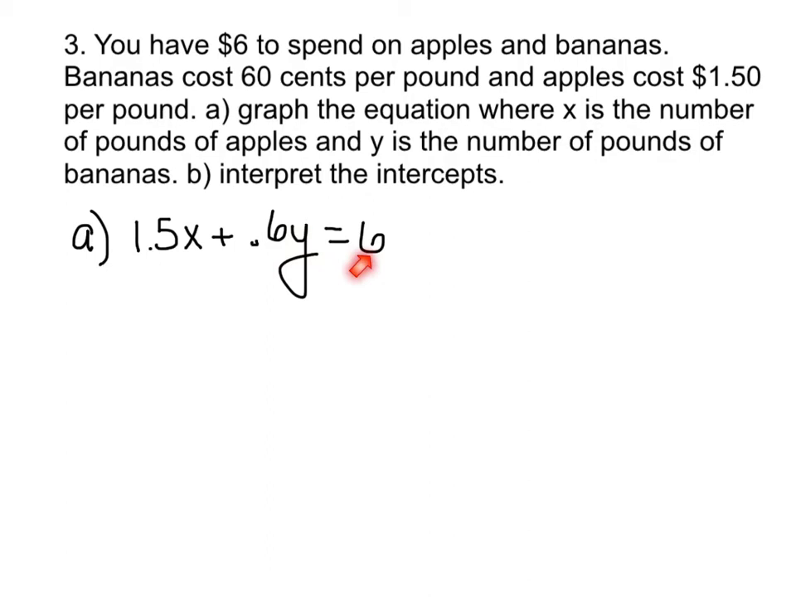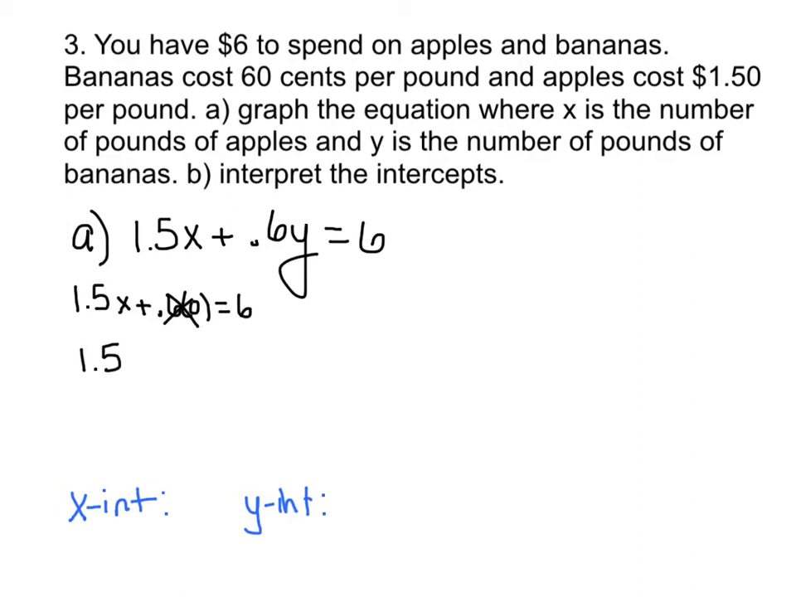So what we're going to do is plug in, we're going to find the x-intercept and the y-intercept. So to find the x-intercept, we plug in 0 for y. So $1.50x plus 60 cents times 0. Well, 60 cents times 0 is gone. So that's just 1.5x equals 6. Divide both sides by 1.5. And 6 divided by 1.5 is 4. So my x-intercept is 4.